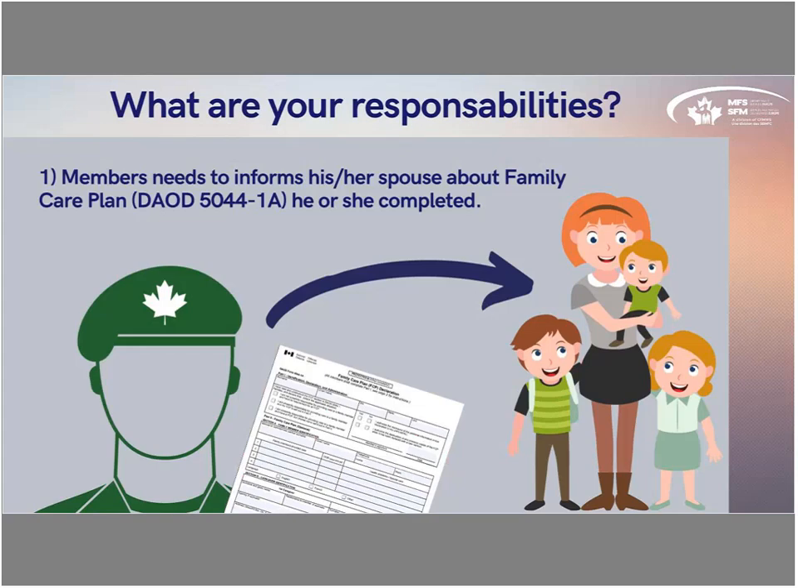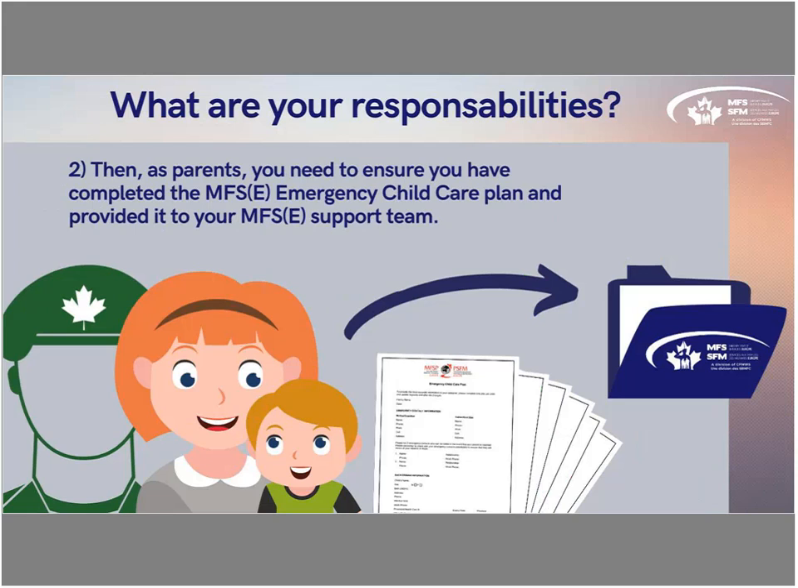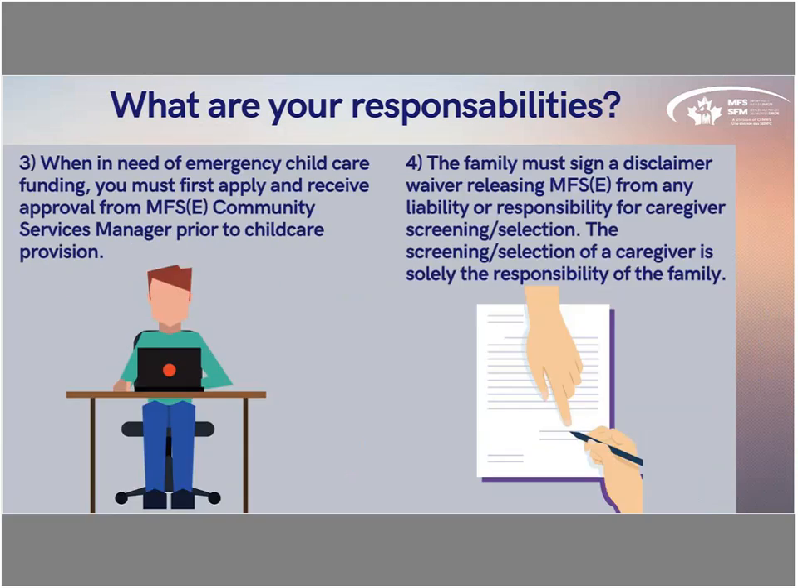Let's explore what your responsibilities are. First of all, the member needs to inform his or her spouse about the particulars of the family care plan he or she completed. Then, as parent, you need to ensure you have completed the MFSE Emergency Childcare Plan and provide it to your local MFSE support team. And when in need of emergency childcare funding, you must first apply and receive approval from the MFSE Community Service Manager prior to childcare provision.